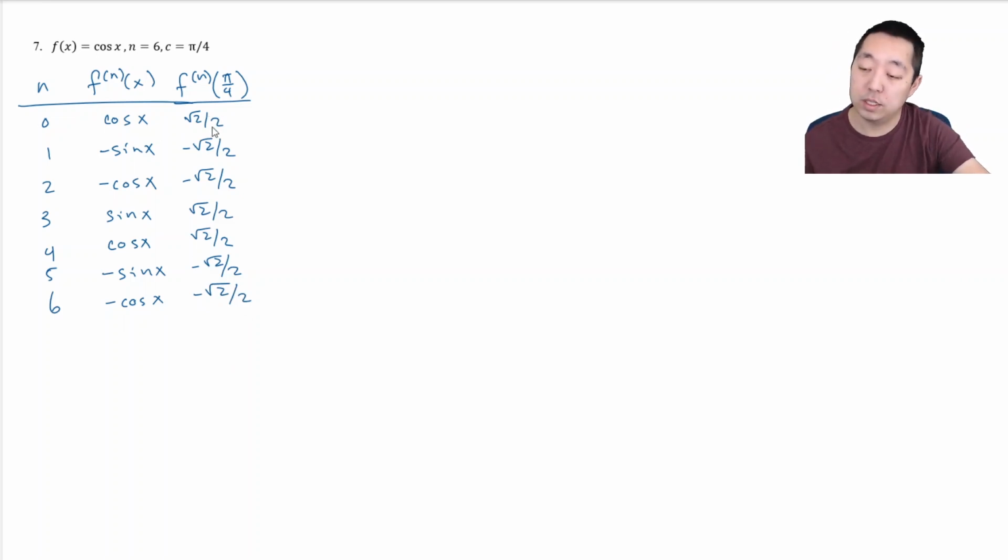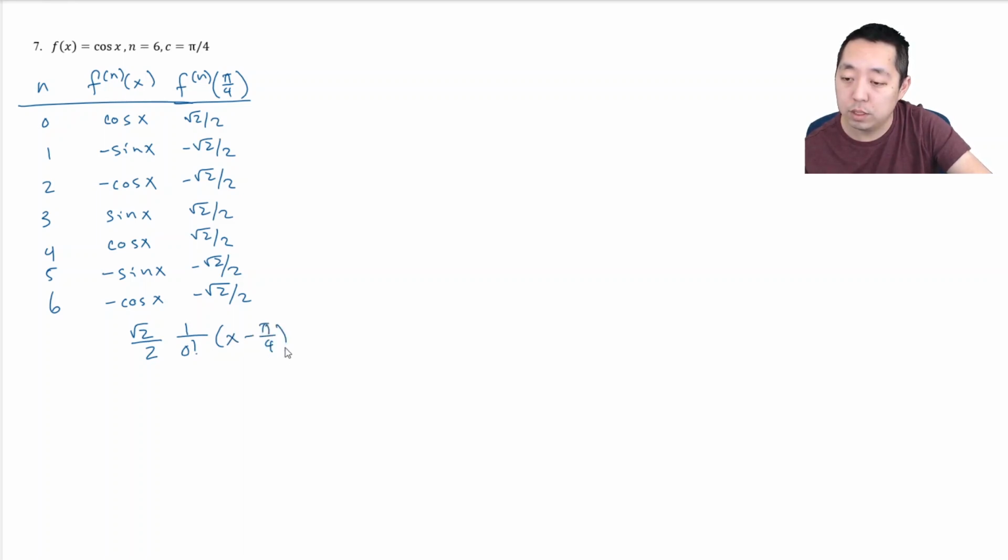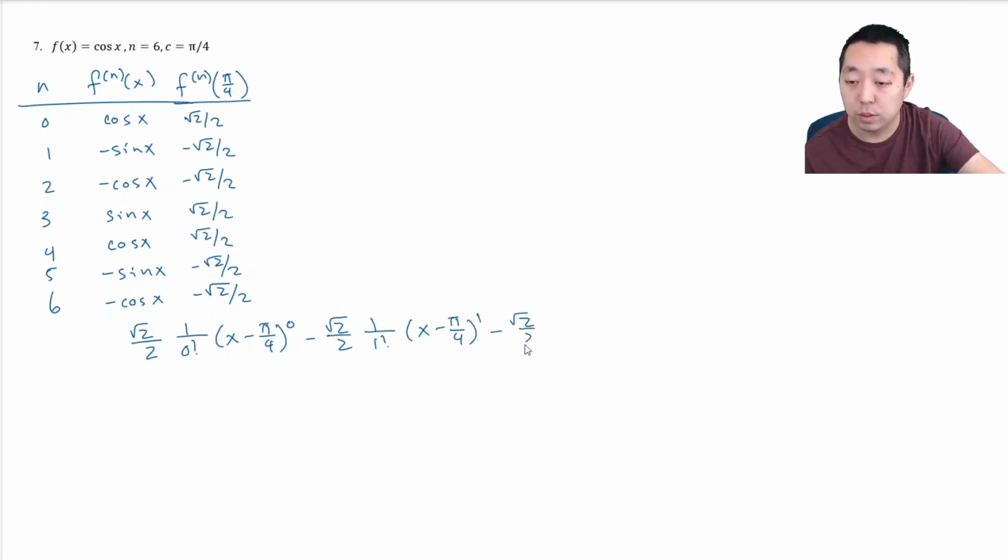So then this series is going to be root 2 over 2, 1 over 0 factorial, x minus pi over 4 to the 0, minus root 2 over 2, 1 over 1 factorial, x minus pi over 4 to the first power, then minus root 2 over 2, 1 over 2 factorial, x minus pi over 4 squared, then plus root 2 over 2, 1 over 3 factorial, x minus pi over 4 cubed.